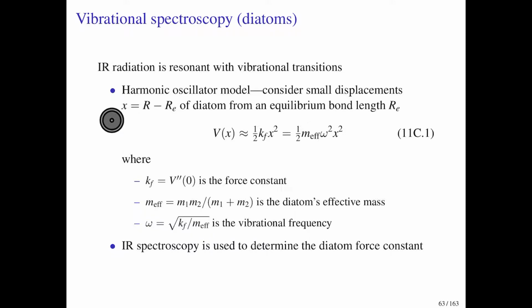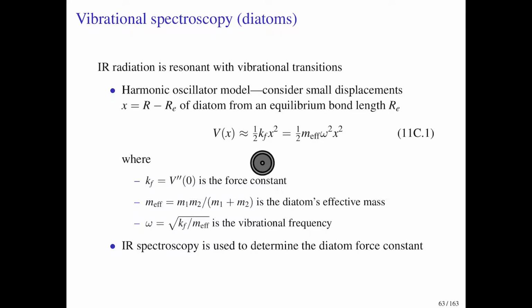When x is small, then you can make this approximation for the potential energy as a function of the displacement. You can treat it as a quadratic potential. This is the basis of Hooke's law, which you would have learned about in physics. And k_f is called the force constant. So essentially what we're doing is modeling the diatom as if it is connected by a spring, and k_f is the spring constant or the force constant.